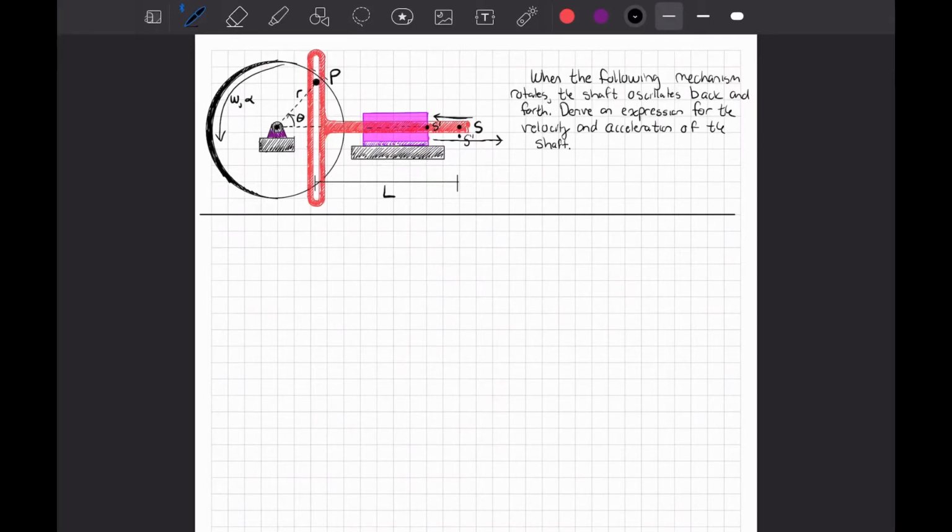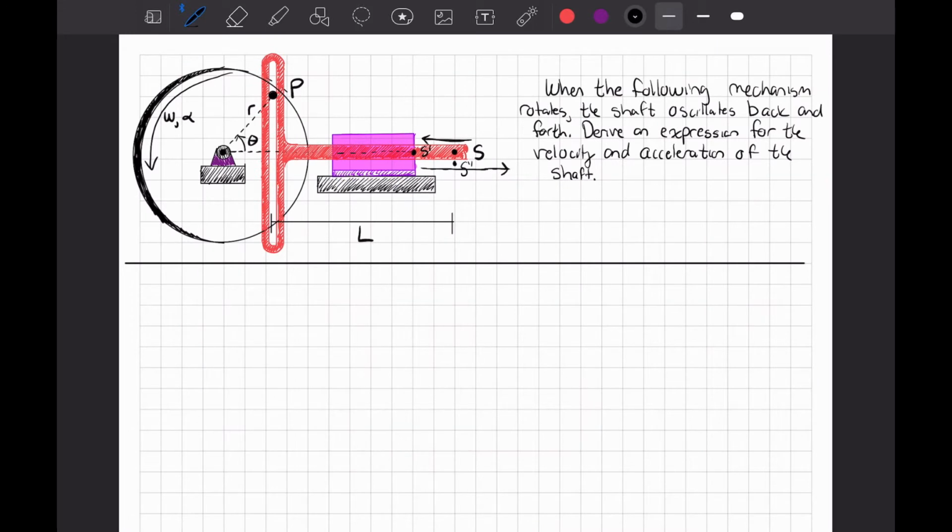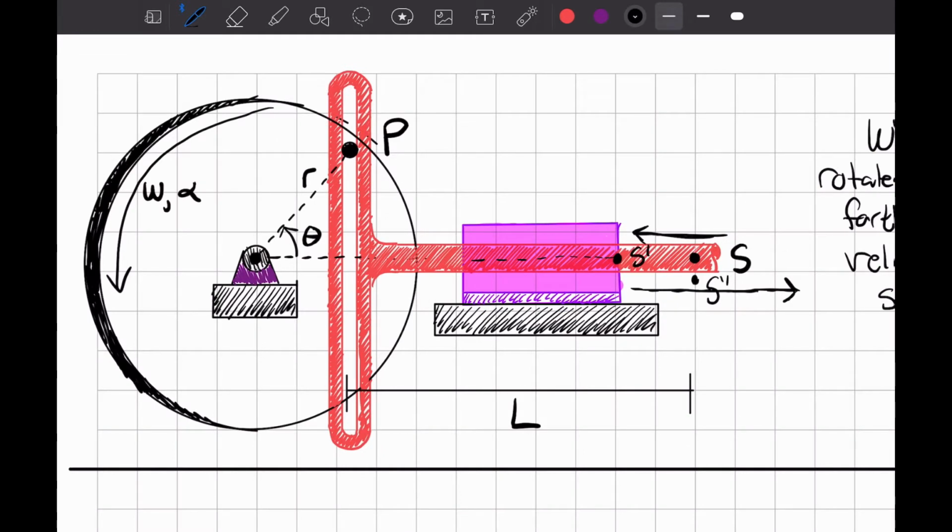Let's begin. So we're doing another plane kinematics of rigid bodies problem. And so given the problem statement, we have when the following mechanism rotates, the shaft is going to oscillate back and forth. So they want us to derive an expression for the velocity and acceleration of the shaft, which to do so, we will denote that as having some point S on the shaft.